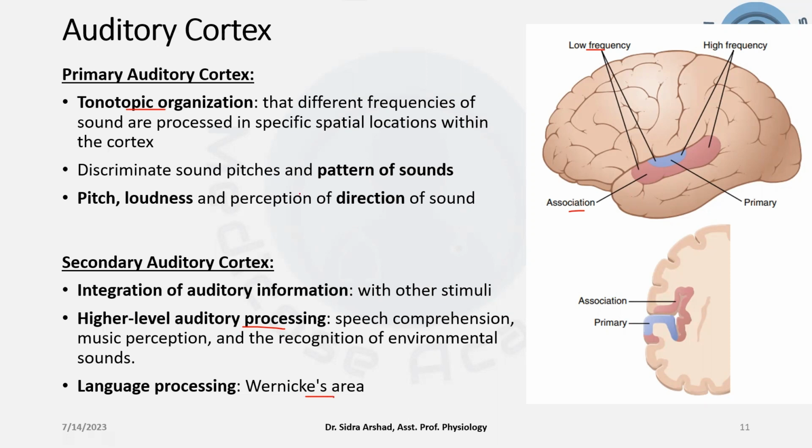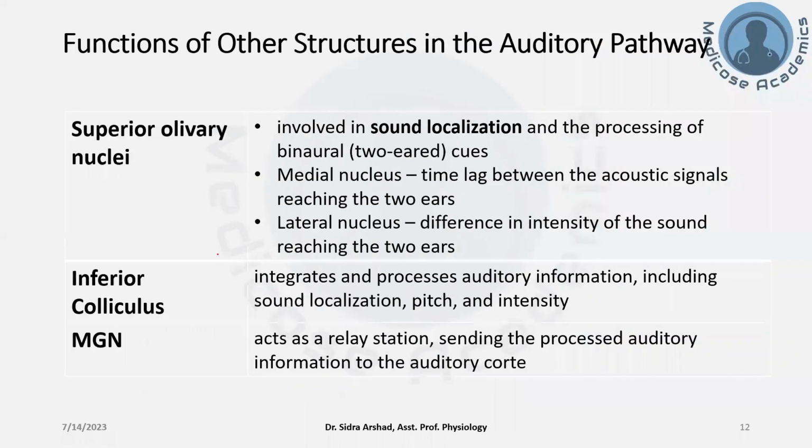So it is seen that if the primary auditory cortex is removed, it is not going to completely diminish the animal's hearing. However, it is going to greatly reduce or abolish the ability to discriminate the different sound pitches and the pattern of sounds. And if the secondary auditory cortex is removed, a person is not going to be able to interpret the meaning of the sound which is heard. So these areas of the auditory cortex are quite important.